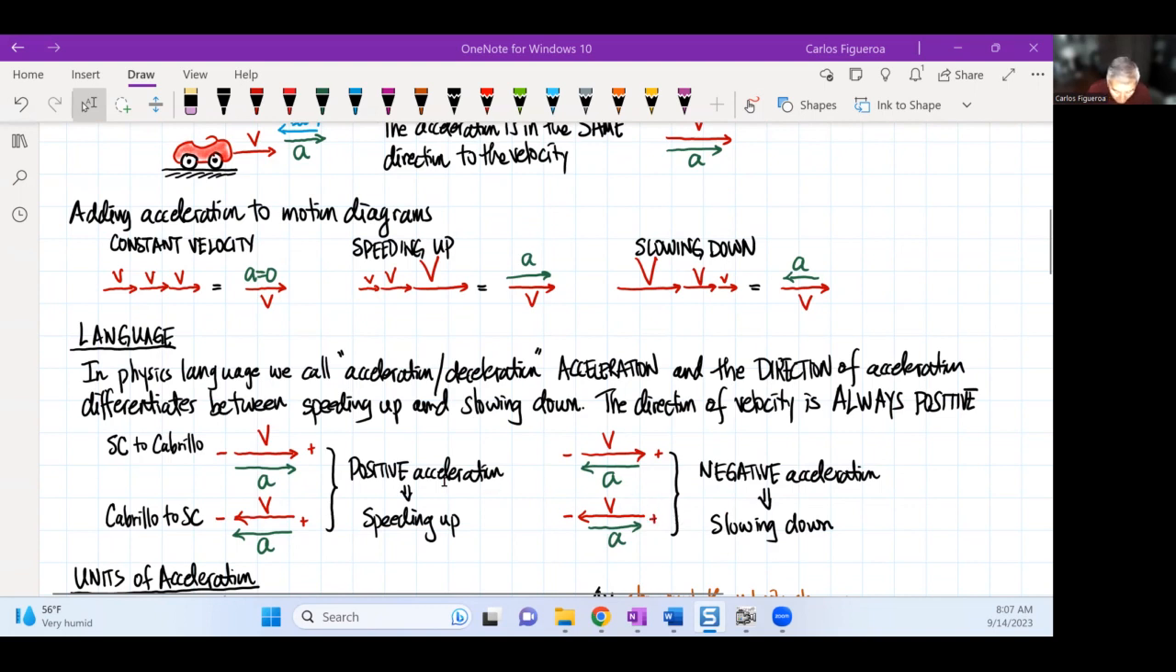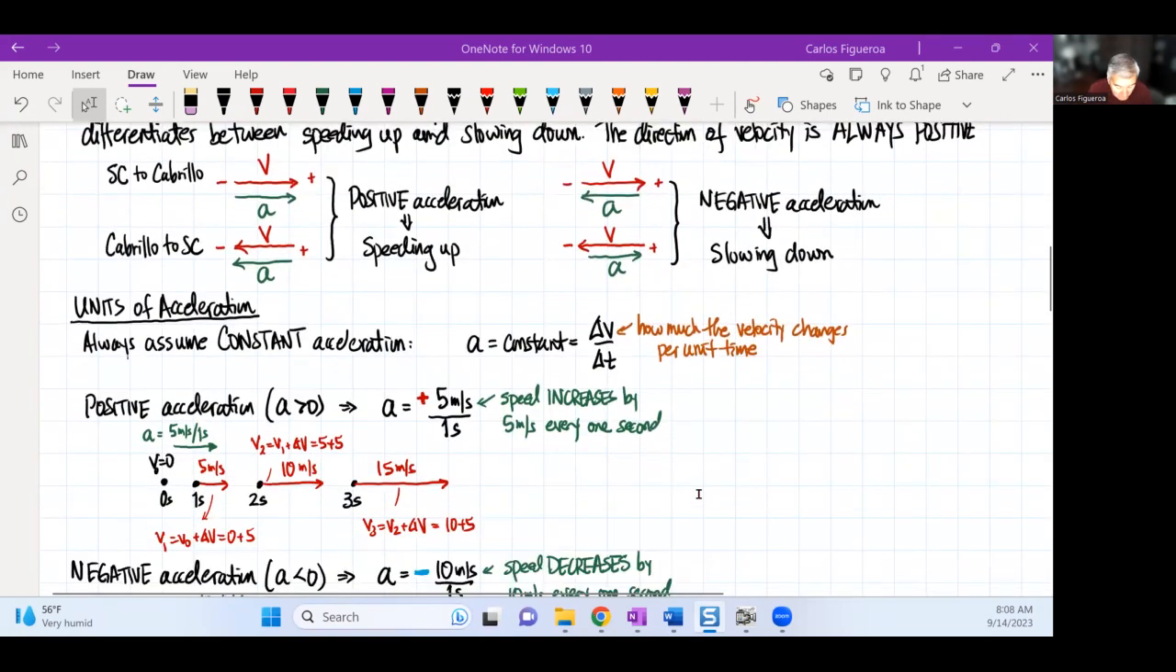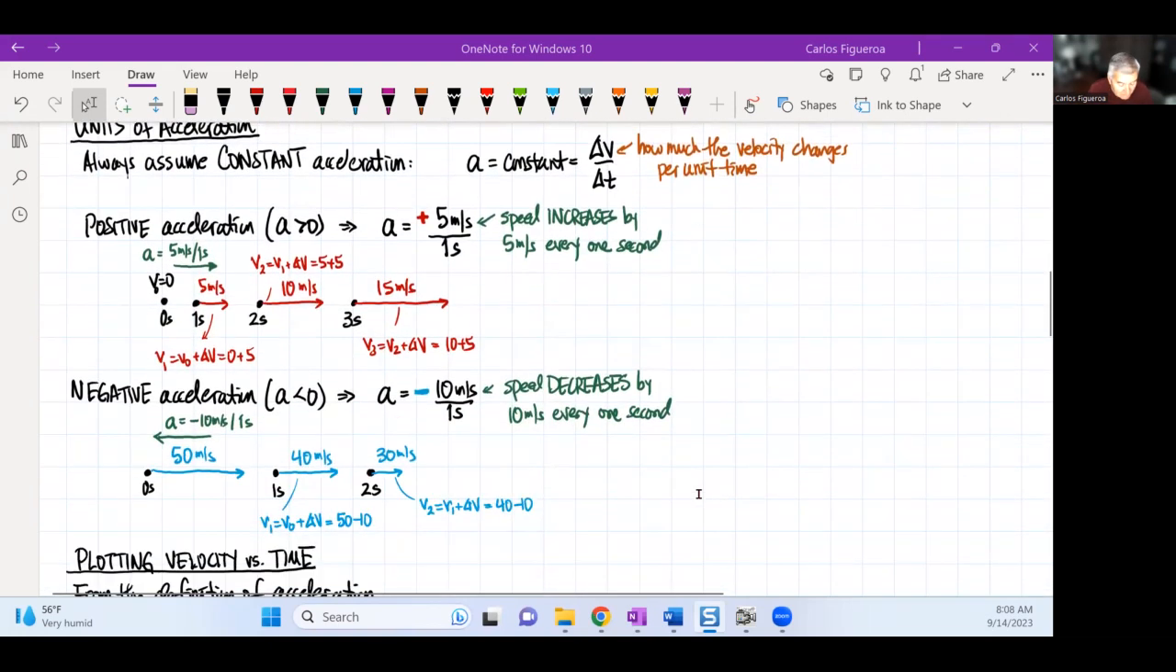What we mean by positive or negative is how the acceleration is relative to the velocity. If it's in the same direction, it's positive, and therefore you always speed up. If it's negative, no matter what directions you define, then you must be slowing down. Then we started talking about the units of acceleration. And what we assume here is that the acceleration is always constant.